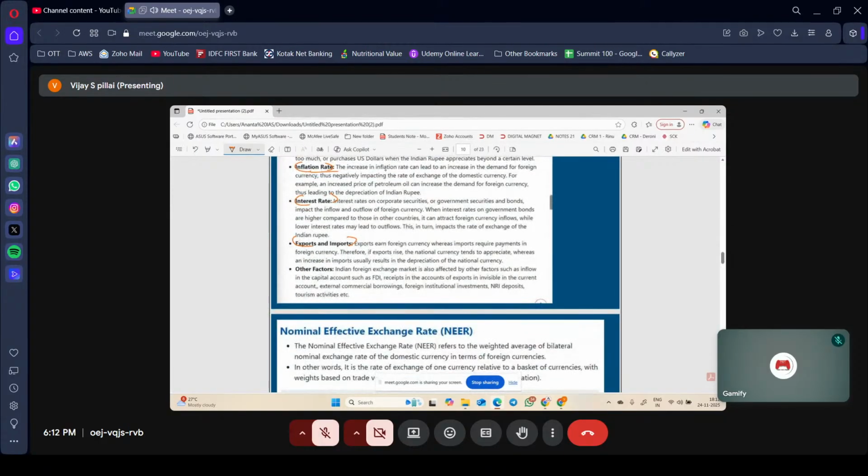Then what about inflation? The increase in inflation rate can lead to an increase in the demand for foreign currency, thus negatively impacting the exchange rate of a domestic currency. For example, an increased price of petroleum can increase the demand for foreign currency. I will tell you what.